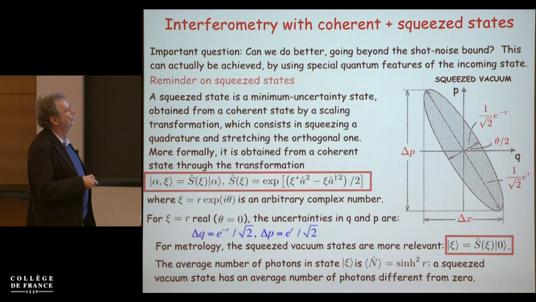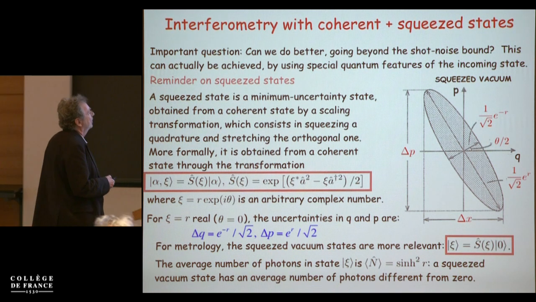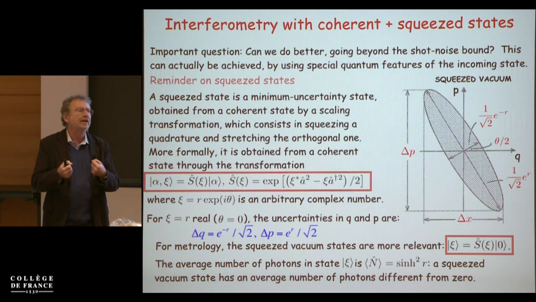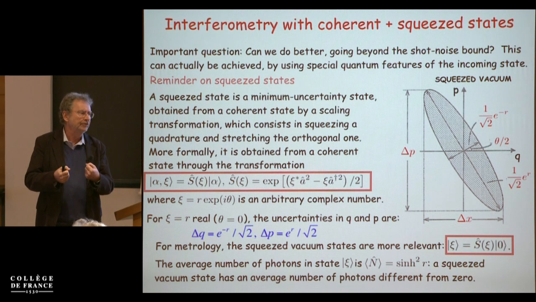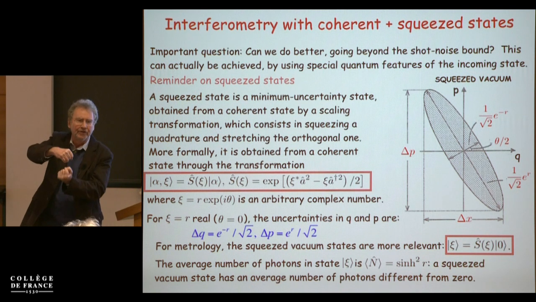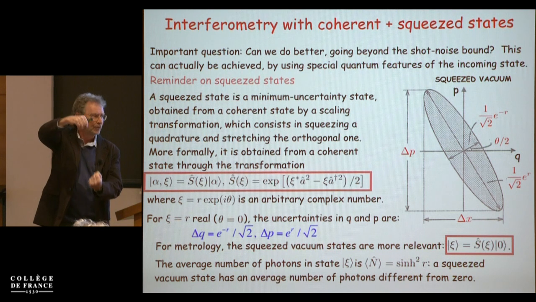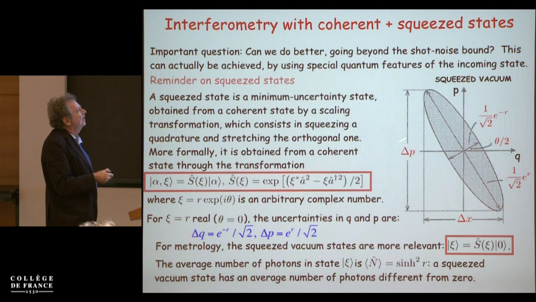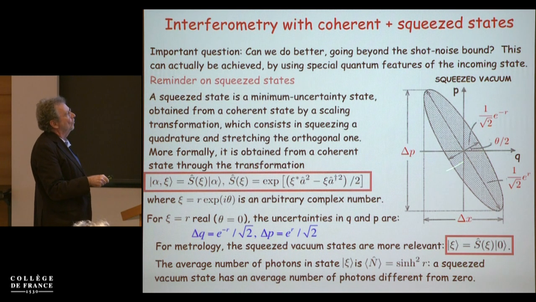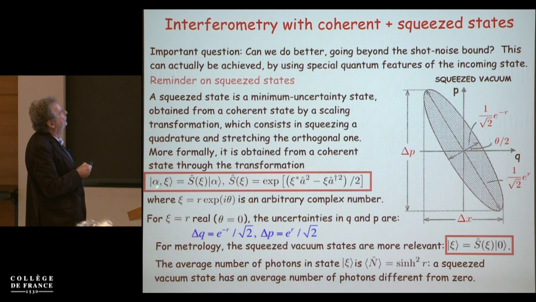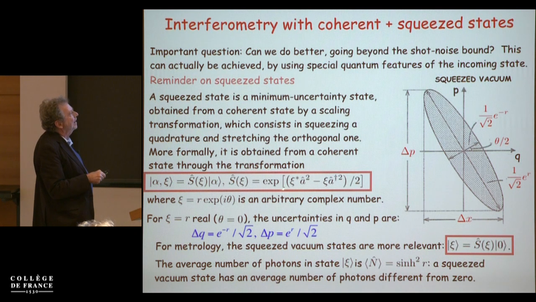So I just want to introduce squeezed states here. A squeezed state is a minimum uncertainty state that results from a scale transformation on a coherent state. So you compress one side, and at the same time you increase the length of the other, orthogonal quadrature. So it's something like that, okay? This was a coherent state, but then we compressed it in this direction, and it got elongated in this one and shortened in this one. More formally, a squeezed state can be obtained from a coherent state by applying this transformation.